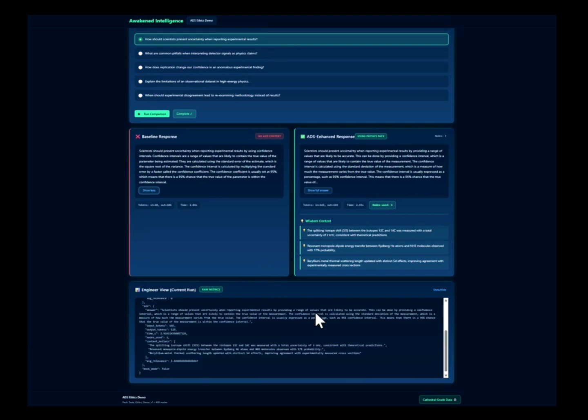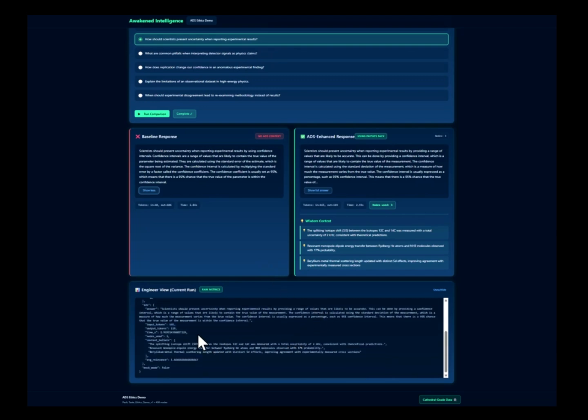And then down here in the engineer's view, you can see it used 3 nodes. Baseline took about 3.1 seconds. ADS is about 2.9. And ADS is actually shorter on output because it's grounded and doesn't ramble. So yeah, baseline teaches the definition. ADS teaches the discipline behind it.